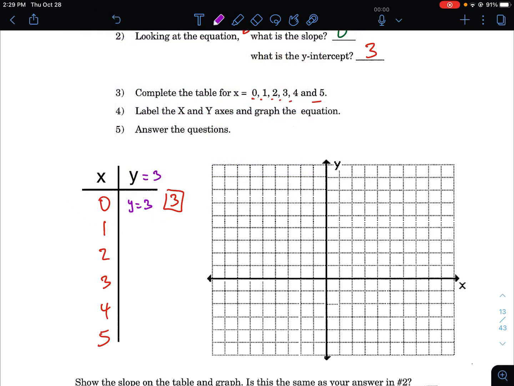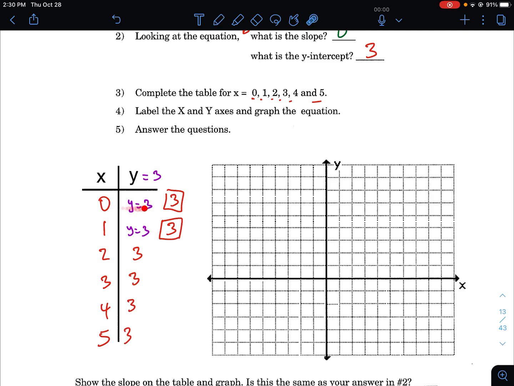What happens when x equals 1? Well, let's write the equation. Y equals 3. When x is 1, that doesn't change the fact that y equals 3. So guess what? Y always equals 3, no matter what.